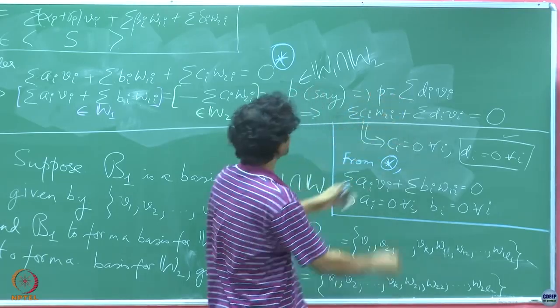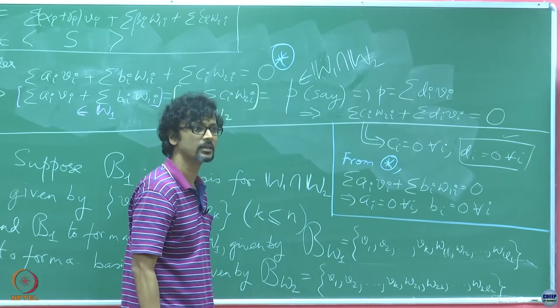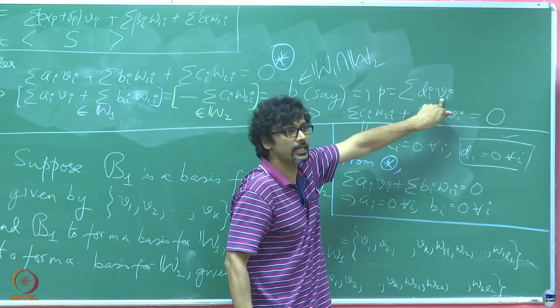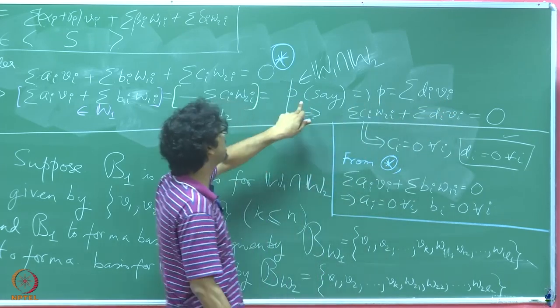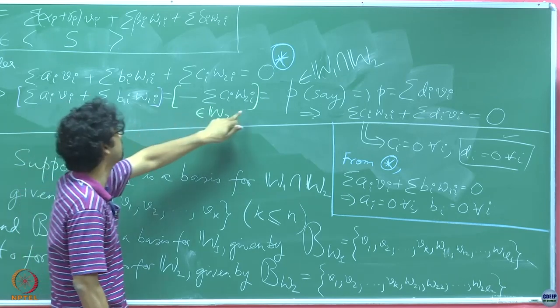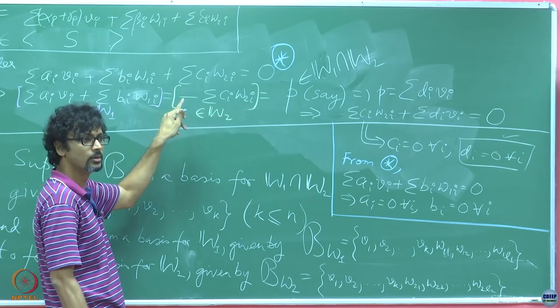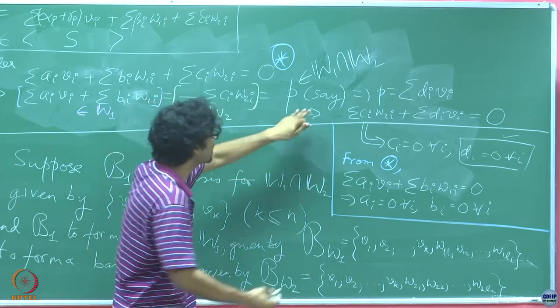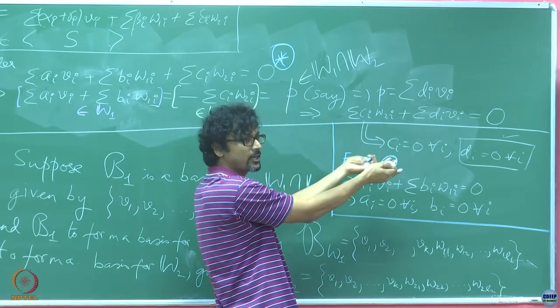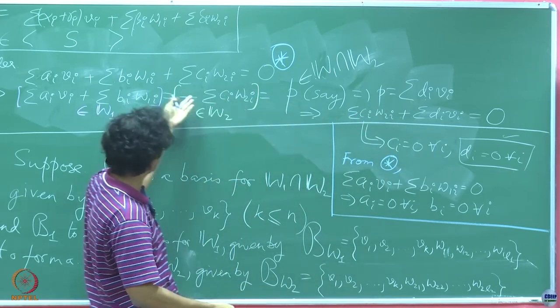That came as a consequence of the fact, I am not imposing anything. The fact that I am able to write it only in terms of Vi's is a consequence of the fact that this P, by dint of this very expression, suggests to me that P must belong to W1 and W2. That is my argument. I am not just saying that P must be written in this fashion. P has to be written in this fashion because of this conclusion.